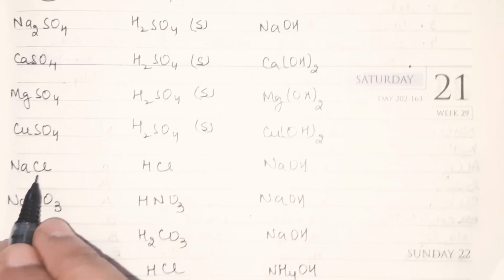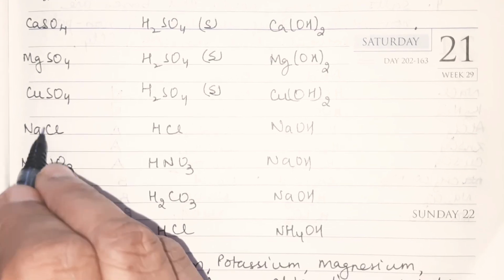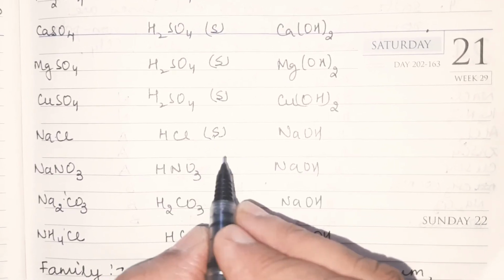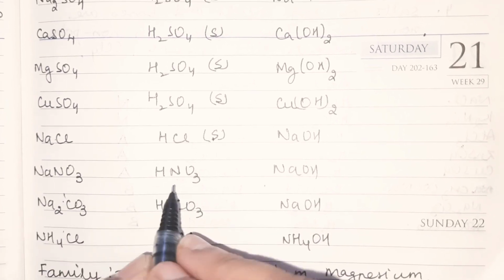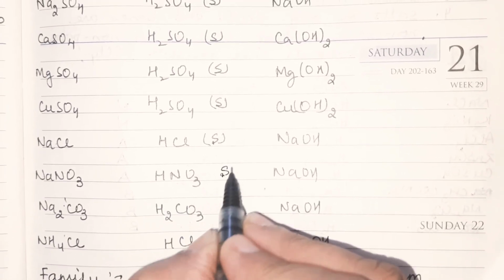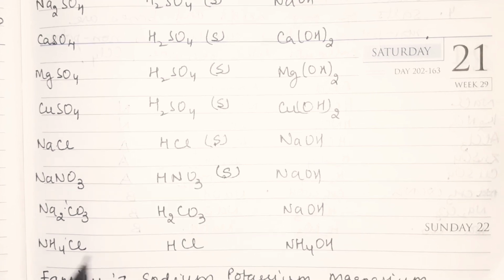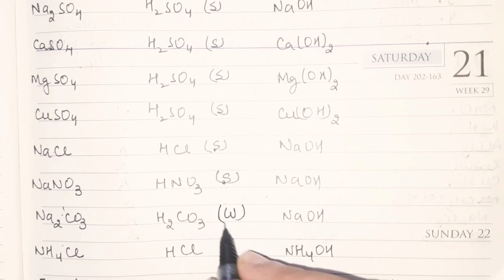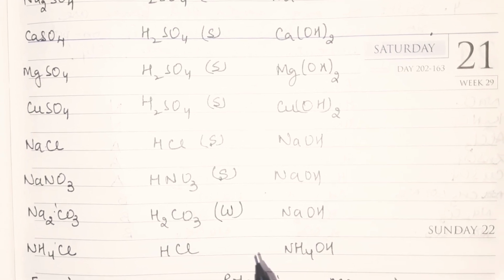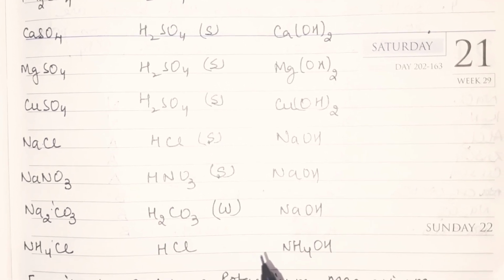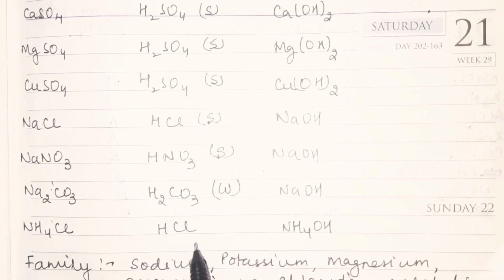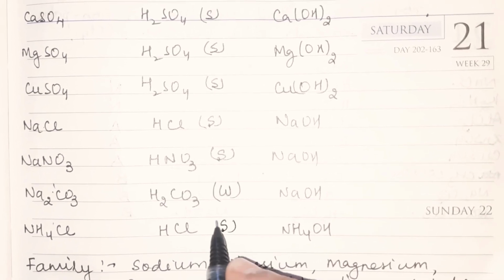Likewise, here we can see NaCl has the negative component Cl, which is from HCl, again a strong acid. NaNO3 has the acid component HNO3, nitric acid, again a strong acid. Na2CO3 has H2CO3, which is a weak acid. One should know the examples of the strong acids and the weak acids. Again in NH4Cl we see that HCl is a component, which is a strong acid.